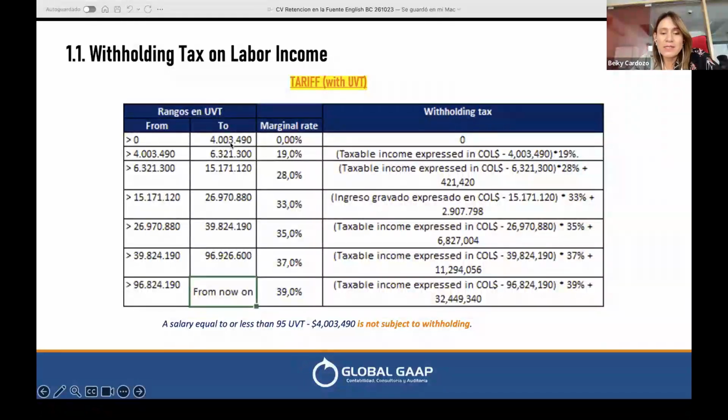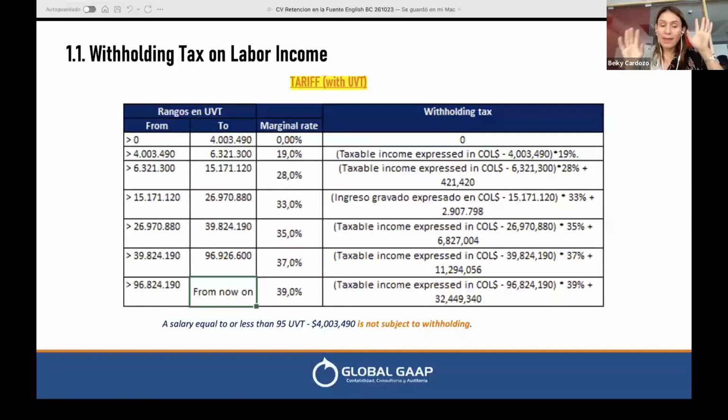So what is important to know is that if the employee's salary is below 4 million, there is no withholding tax. We still have to do all the analysis, we still have to document it, but it will not be withholding tax. If the salary is between 4 and 6 million, and between all these brackets that are here, 6 and 15, 15 and 26, 26 and 39, then the withholding will be increasing.